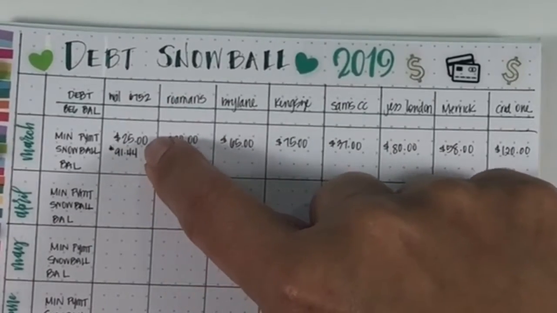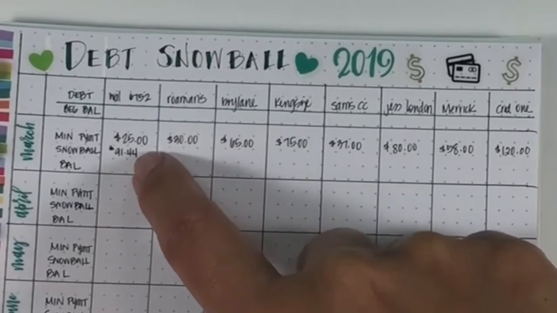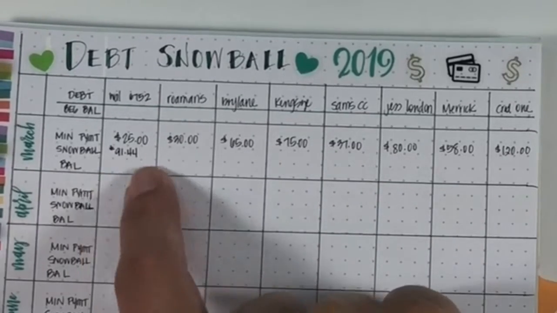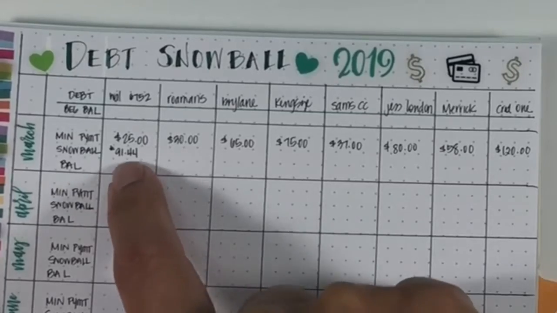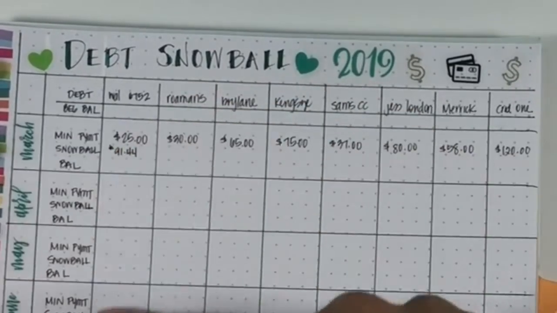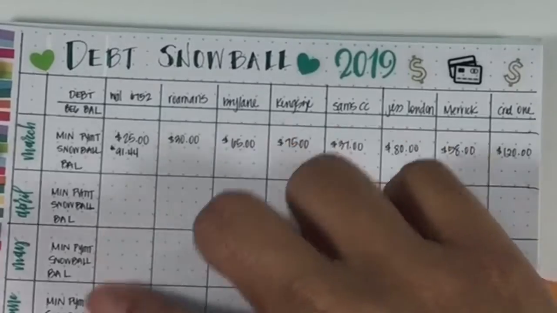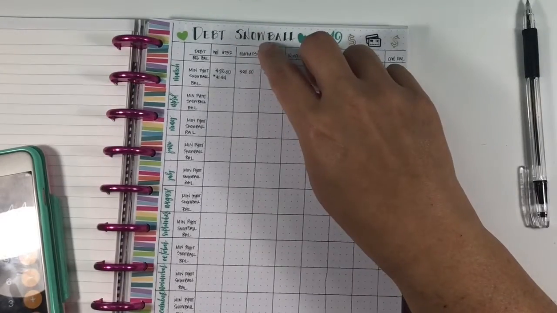My minimum payment is $25. My snowball for that is $91. And then when I pay that, I will put a balance here, and then I'll just carry that down until it's paid off. And once it's paid off, I'll color this in, and then we'll go to the next paycheck.